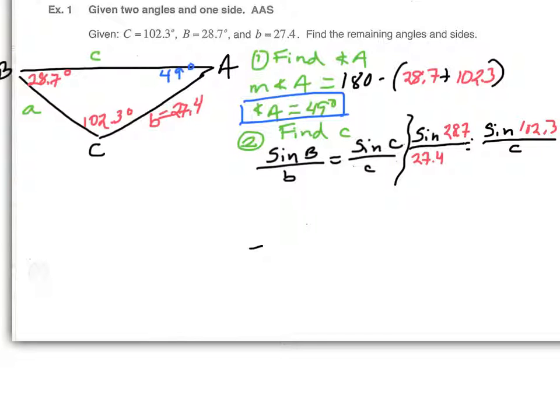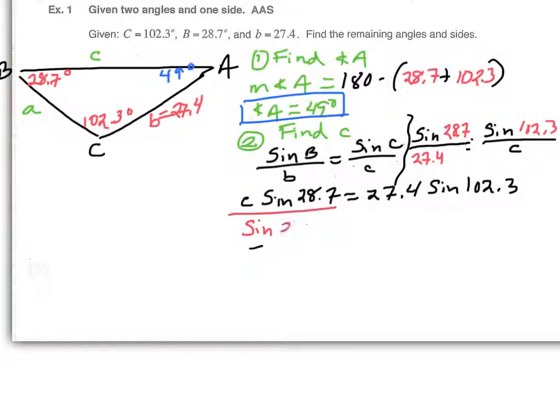That's my one unknown. How do I solve a proportion? So we're going to cross multiply. So I have C times the sine of 28.7 equals 27.4 times the sine of 102.3. How am I going to solve for C? Well, I'm going to divide both sides because these are being multiplied, so undo it, don't I divide? So I'm going to divide this side by the sine.